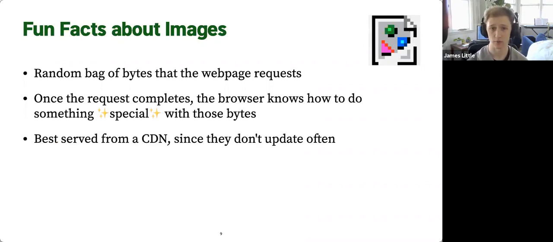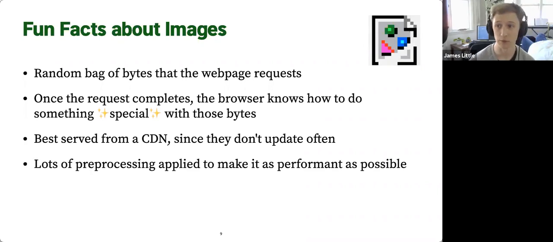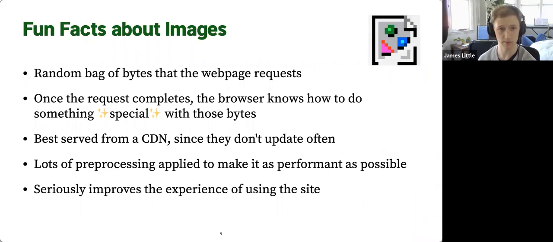Images are best served from a CDN since they don't update often, and because you want that initial load to be really fast. And you can do a lot of pre-processing to images, like changing file type, resizing them, compressing them to make that loading as performant as possible. And this one's kind of obvious, but using an image on a website improves the experience of using the website. They discovered that in like 1993.